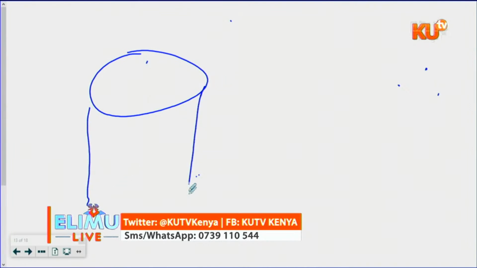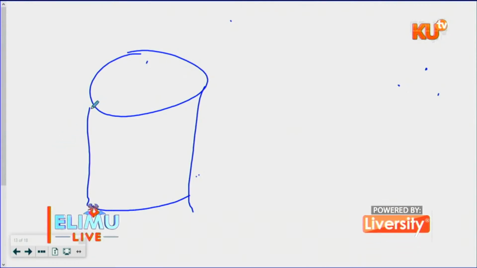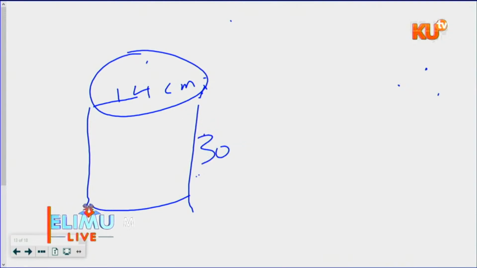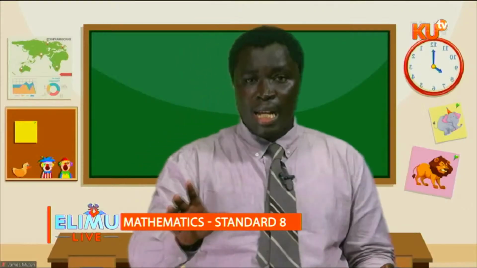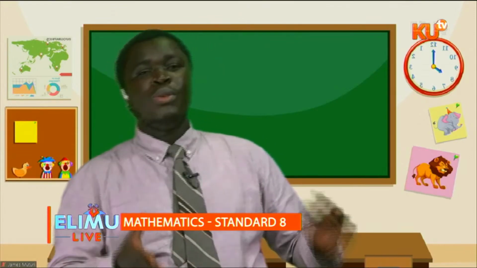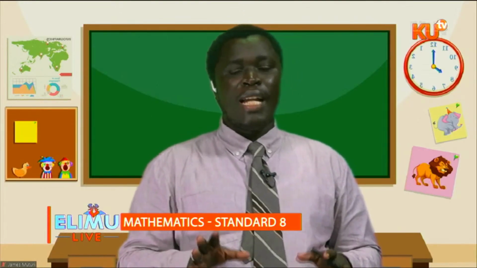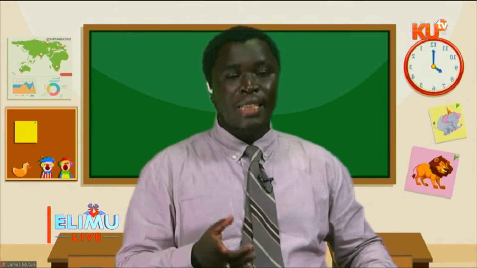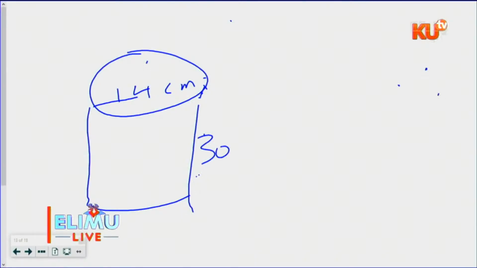So let's have, for Esther's case, this one here as our closed cylinder, with radius here, not diameter. The radius measures 14 centimeters, and the height is 30 centimeters. In this case, the question simply asks for the area that was painted white, excluding meaning do not include the top and the bottom. It's only the curved part that was painted. Top and bottom, leave them. This is how we go about the question.